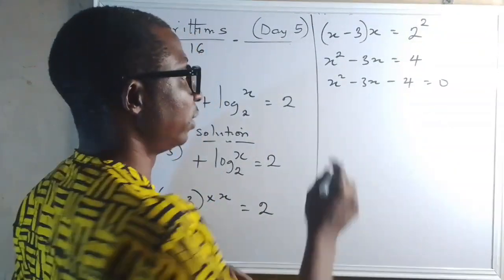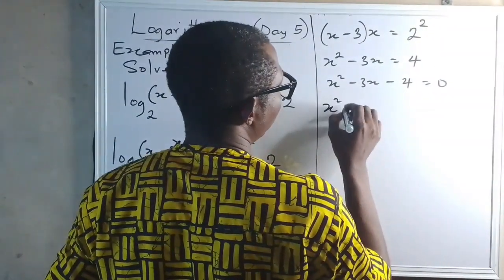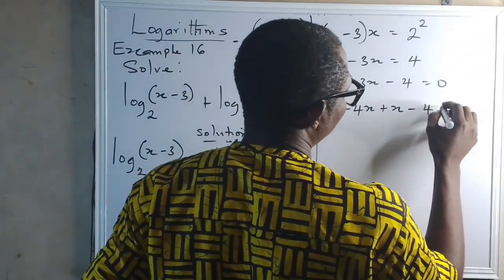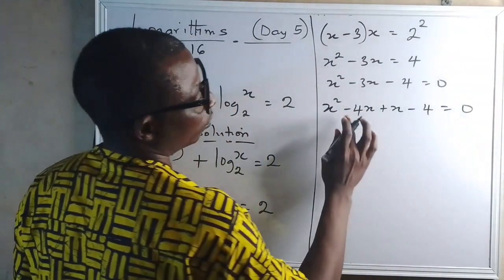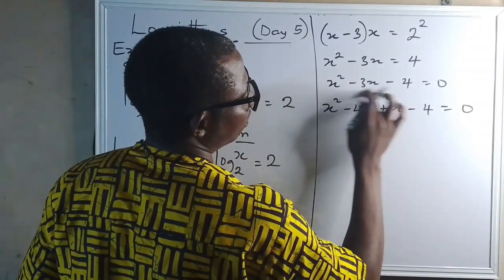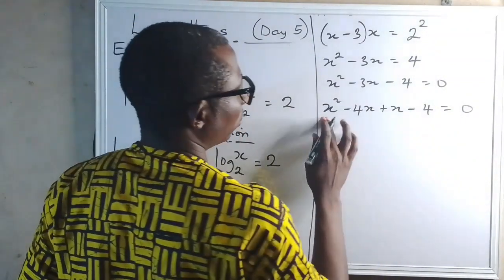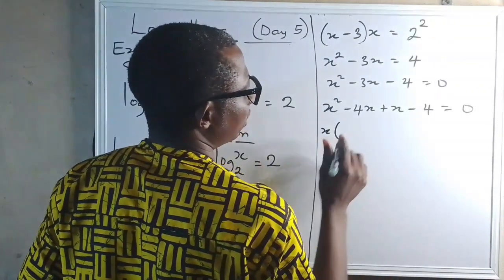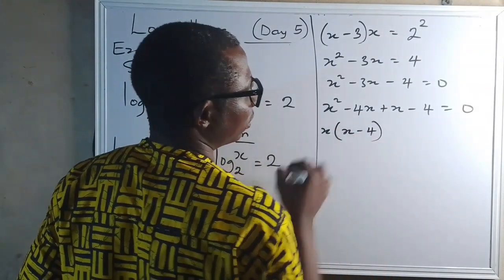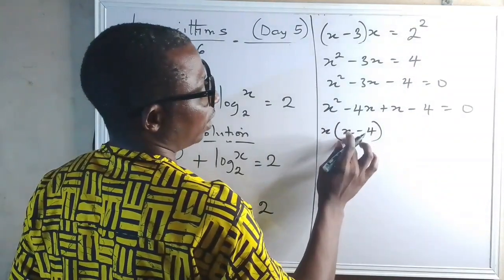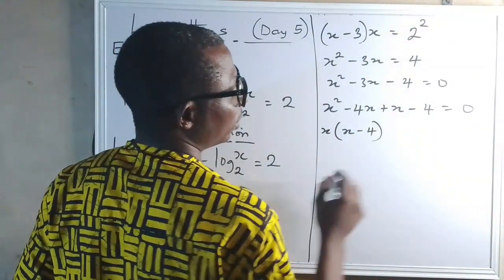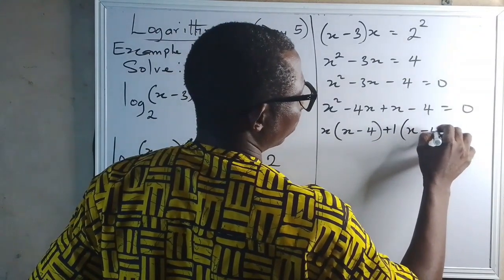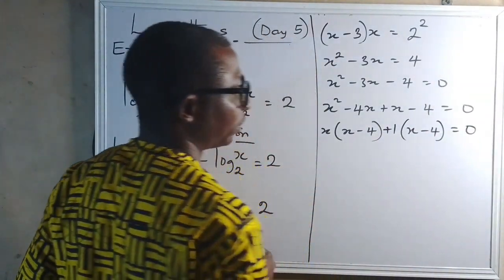Okay, so now this equation turns to x squared minus 4x plus x minus 4 equals 0. All right, this is the same thing as minus 3x. Okay, so now look for the common factor. The common factor is x. So you have x minus 4. When you divide this by x, you have x. Divide this by x, you have minus 4. So what's the common factor here? That's 1. You have x minus 4 equals 0.